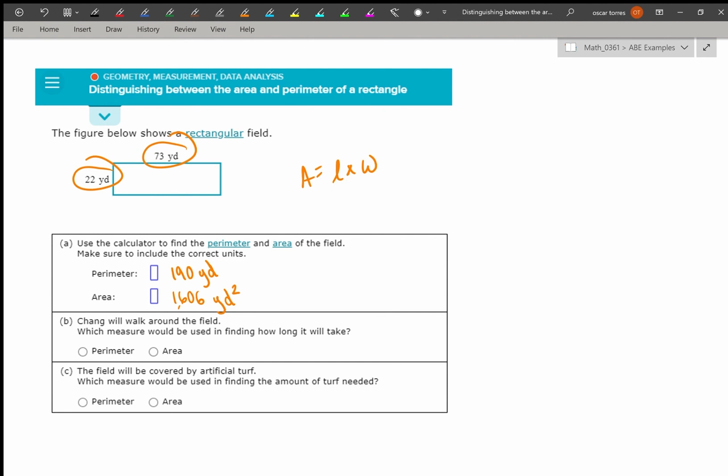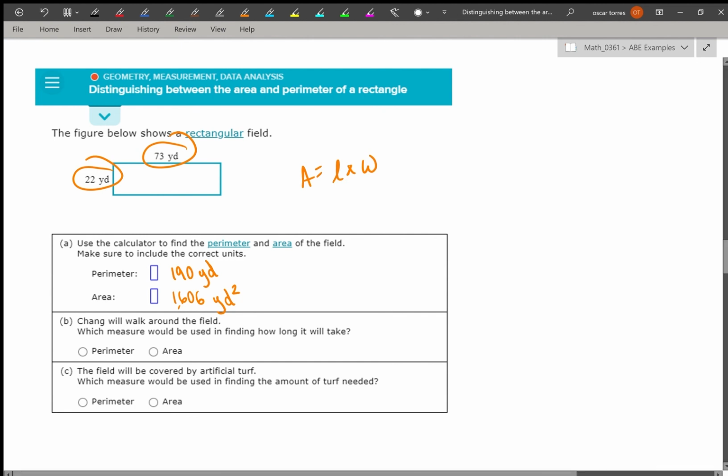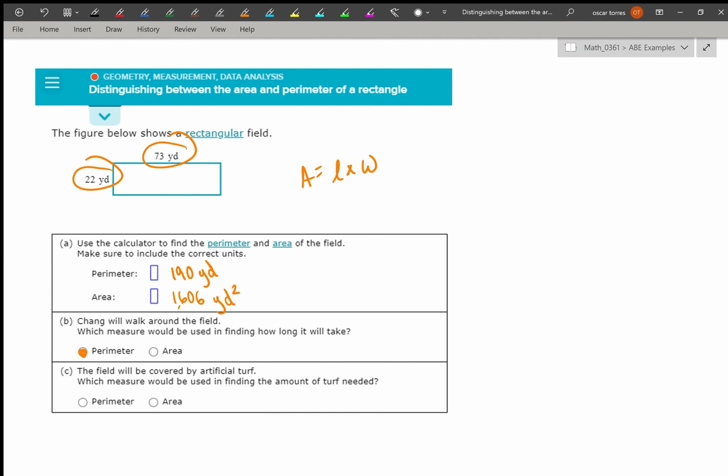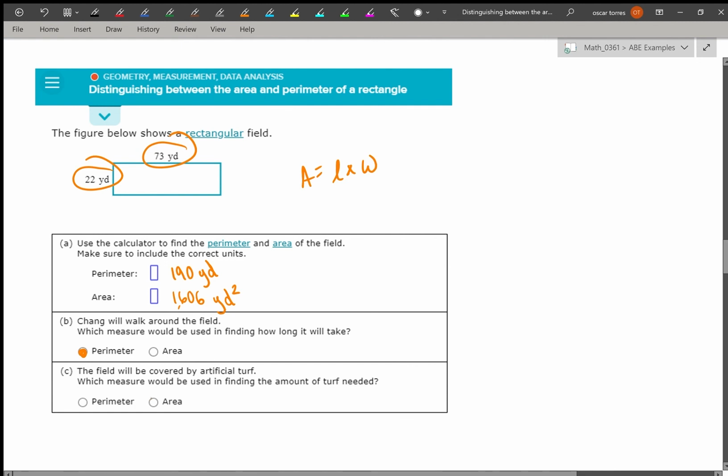Part B has somebody walking around the field. And anytime we go around an object, we're looking at the perimeter. And part C tells us that the field is going to be covered by artificial turf, which means we're filling in this rectangle. And anytime we fill something in, we are dealing with the area of that figure.